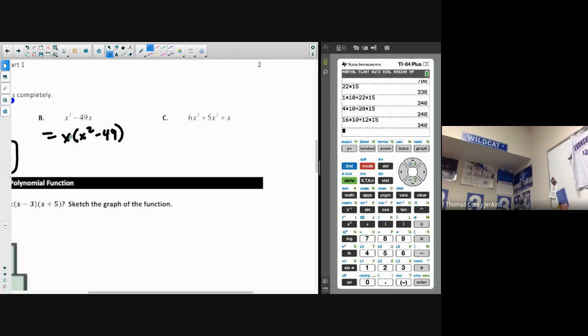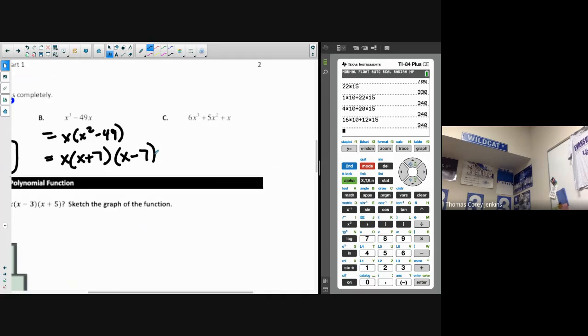Okay, so hopefully what you came up with is, that's a difference of squares. So that's going to be an a plus b times a minus b. So final answer, x times the quantity x plus 7 times the quantity x minus 7.